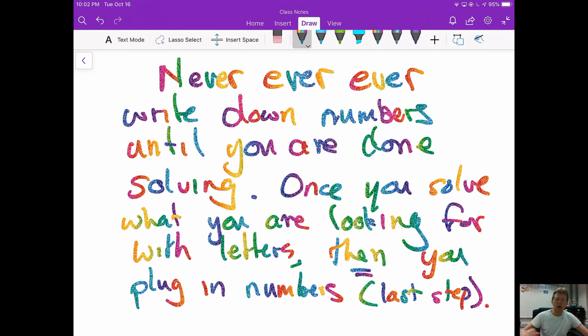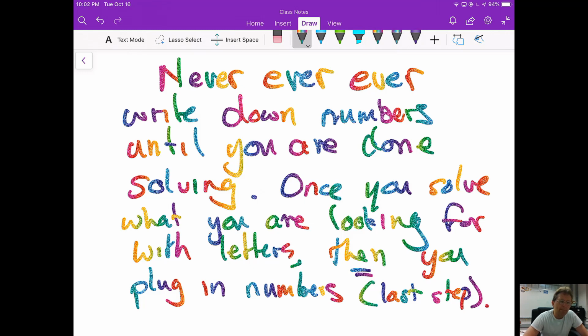Okay, so here's the cardinal rule. Never, ever, ever write down numbers until you are done solving. Once you solve for what you're looking for with letters, then you plug in numbers. That's going to be your last step. Now, you might ask why I'm writing this in rainbow colors and yelling this at you 5 times. It's because it's the only way to solve the problems.